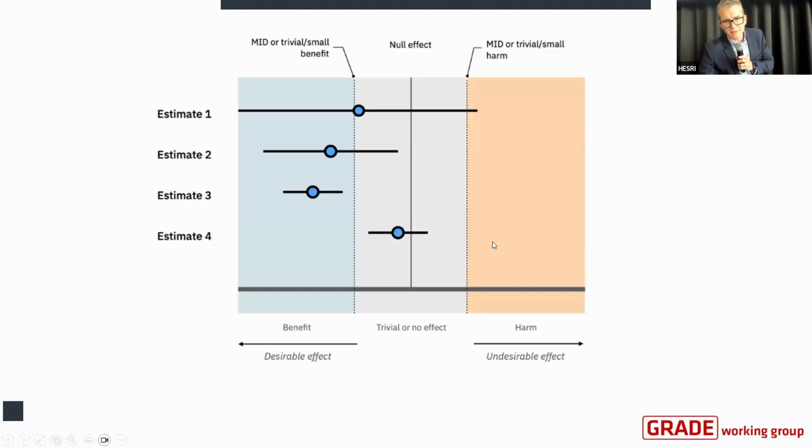And then here we have confidence intervals which cross the null, they cross that line of no effect, so it wouldn't be a statistically significant finding, but it's all within this trivial or no effect range. So we can be pretty certain, or we don't have any concerns about imprecision, because it's not going into appreciable benefit or appreciable harm.